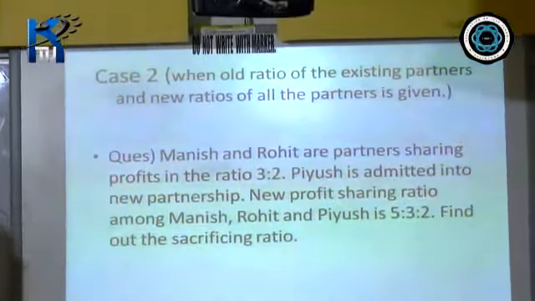The old ratio for Manish and Rohit is given as 3:2. That means 3/5 and 2/5. This is the old ratio and the new ratio is given as 5:3:2. So 5:3:2 comes out to be 5/10, 3/10 and 2/10. Now it is very obvious that the old partners only sacrifice.